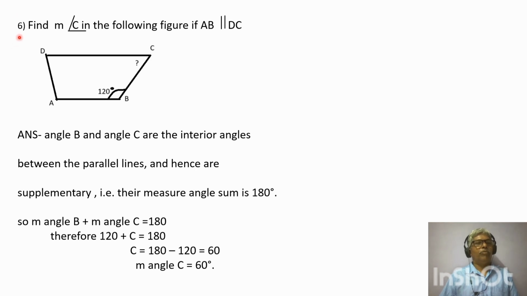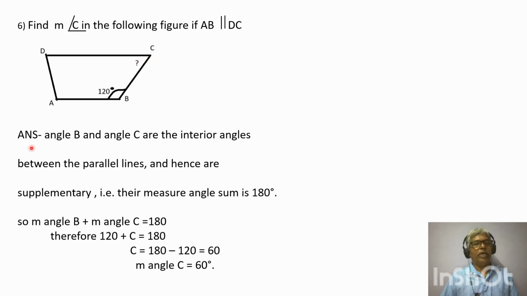Last problem, problem number 6. Find the measure of angle C in the following figure if AB is parallel to DC. This is the figure given. We have to find C, and the condition given is AB parallel to DC. That means these two lines are parallel. Angle B is given as 120, and we have to find C.